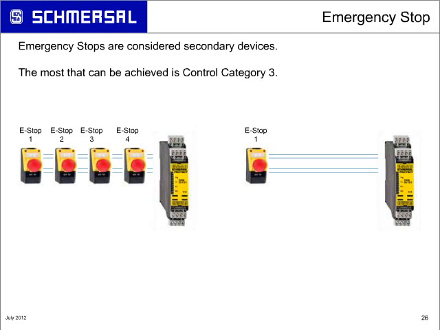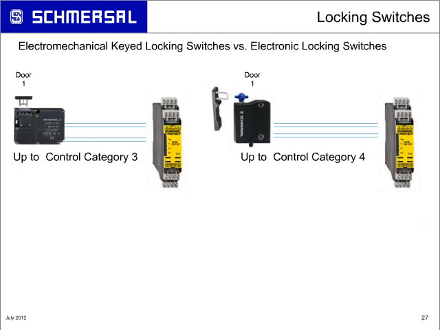When you look at locking switches, electromechanical locking switches versus electronic locking switches, such as RFID or pulse echo technology. The one on the left is an electromechanical switch. Just because you have the redundancies in the contacts doesn't mean you can achieve a control category 4. You're still only able to achieve a control category 3 because of that single electromechanical key.